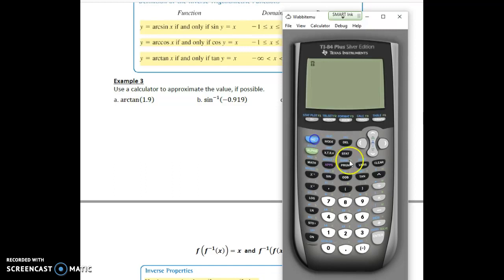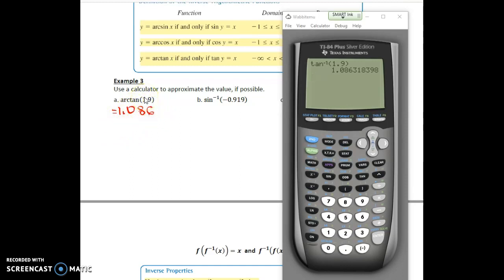You would click on second tan, that's going to be the tangent inverse of 1.9. When you evaluate that, it gives you an answer of 1.086. Automatically, the arctangent of 1.9 is equal to 1.086, rounded to the nearest thousandth.